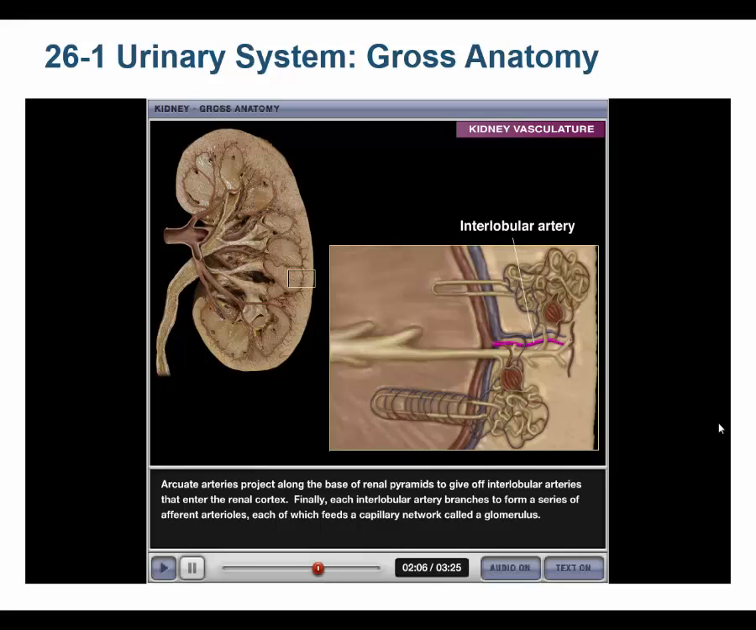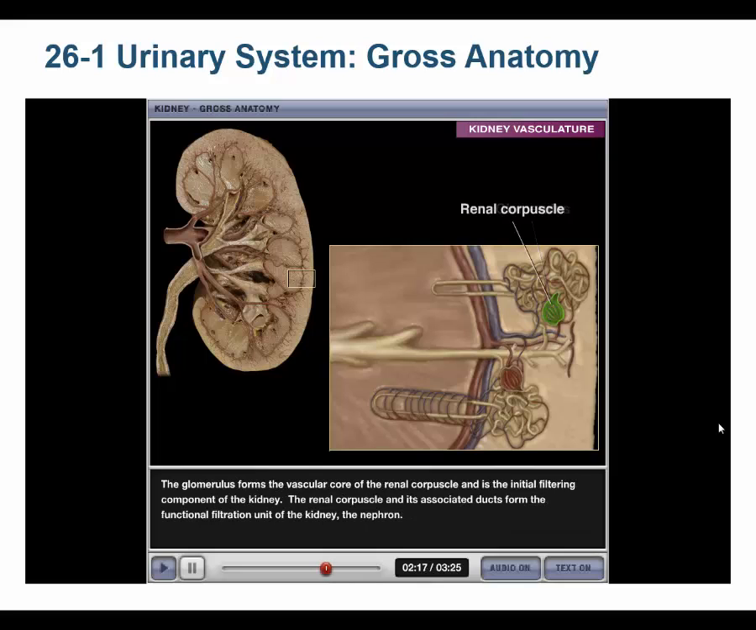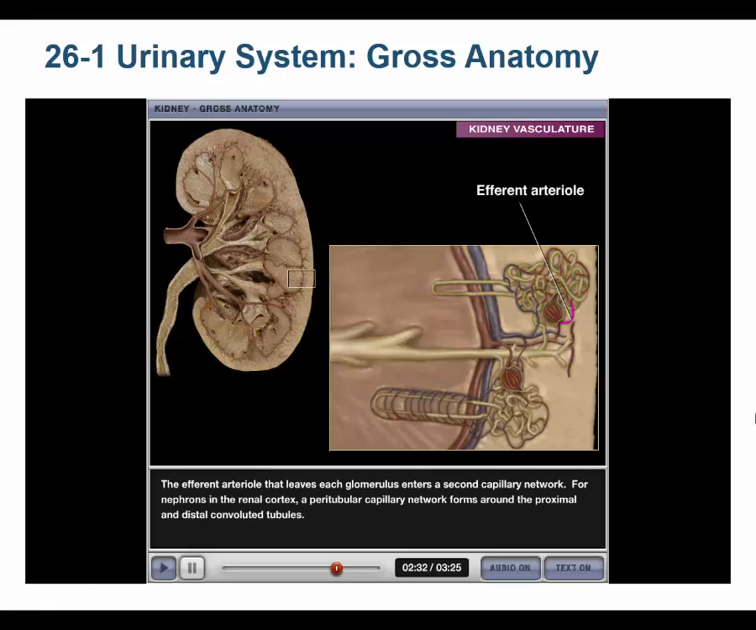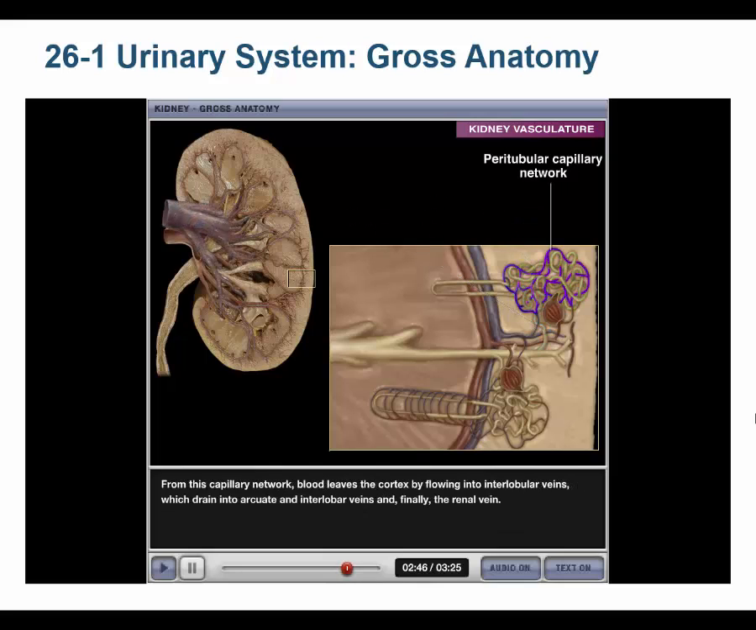Finally, each interlobular artery branches to form a series of afferent arterioles, each of which feeds a capillary network called a glomerulus. The glomerulus forms the vascular core of the renal corpuscle and is the initial filtering component of the kidney. The renal corpuscle and its associated ducts form the functional filtration unit of the kidney, the nephron. The efferent arteriole that leaves each glomerulus enters a second capillary network. For nephrons in the renal cortex, a peritubular capillary network forms around the proximal and distal convoluted tubules. From this capillary network, blood leaves the cortex by flowing into interlobular veins, which drain into arcuate and interlobar veins, and finally, the renal vein.